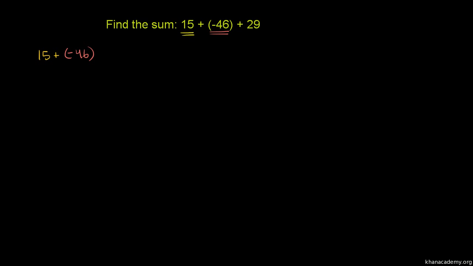Let me draw a number line here just so we can properly visualize what is going on. So that's my number line. We're starting at 15, so let's draw a 0 over here. And so we are starting at 15. 15 could be right over here. Let me draw a big fat arrow to signify this is 15. 15 has an absolute value of 15, so the length of this arrow would be 15.